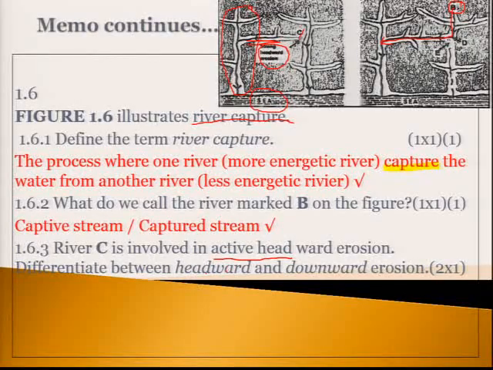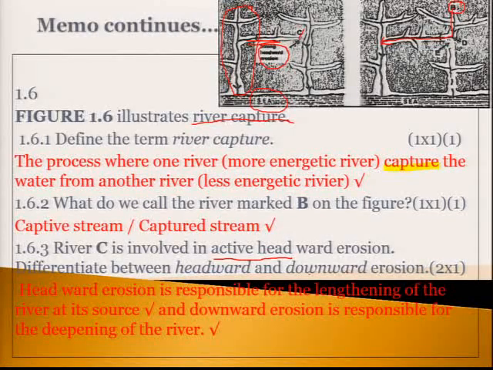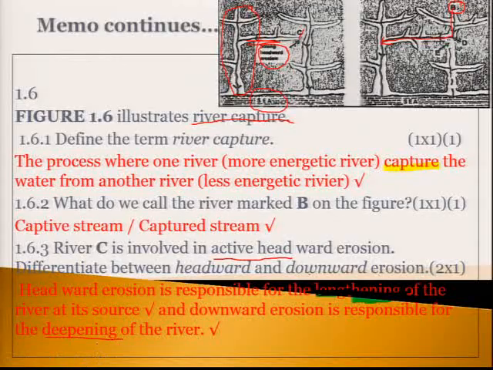Differentiate between headward erosion and downward erosion. Now we differentiate between the two. We say headward erosion is responsible for the what? For the lengthening of your river. And the downward erosion is responsible for what? Your downward erosion is responsible for the deepening of the river. So the downward tells you we are moving deeper into the river. But your headward will lengthen the river when we move forward.